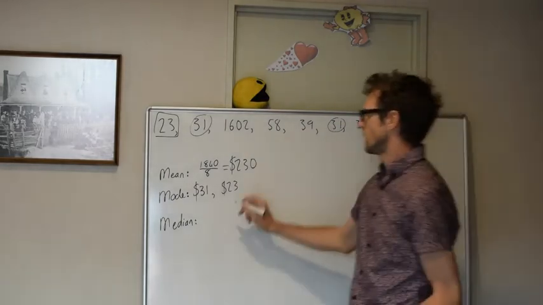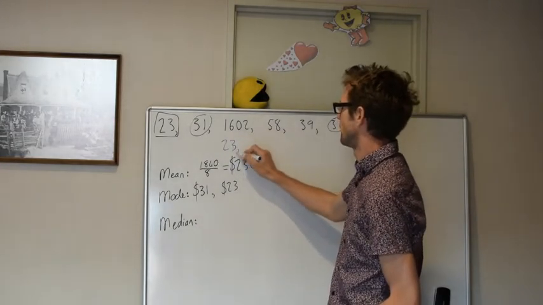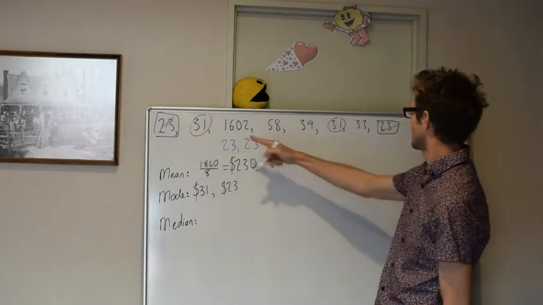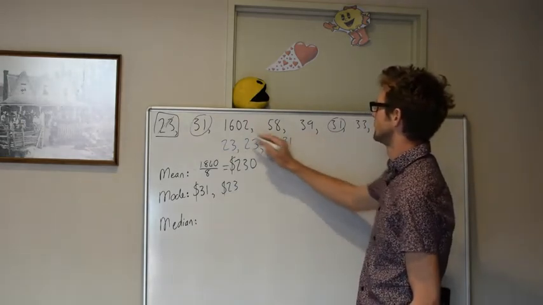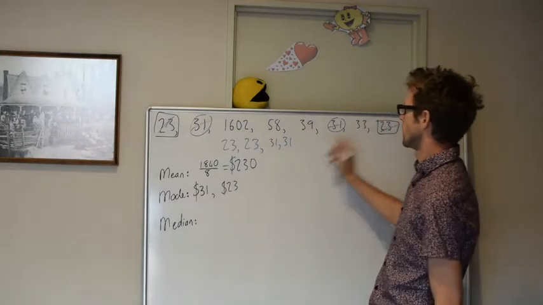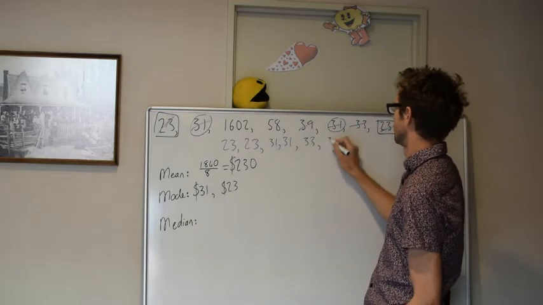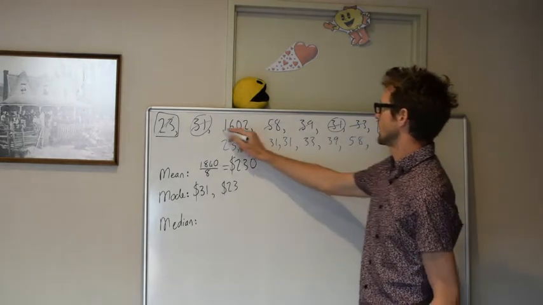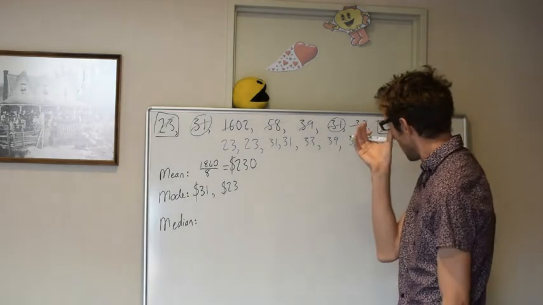Now, for the median, we have to put our data in order. So we've got 23, 23, got rid of that one, got rid of that one. The next highest is our 31s, 31, 31. Then we've got a 33. Then a 39. Then a 58. And then we've got the big saver, 1,602. Okay, so it's now in order.